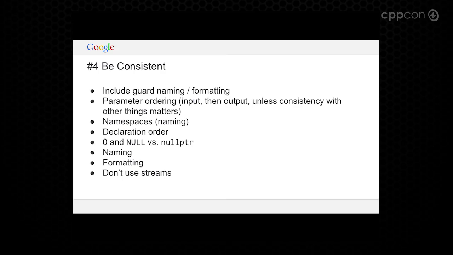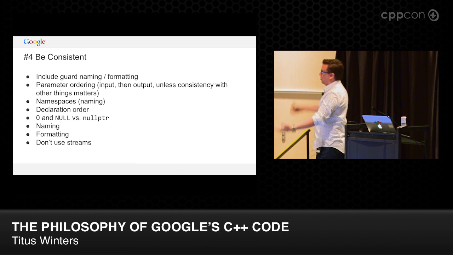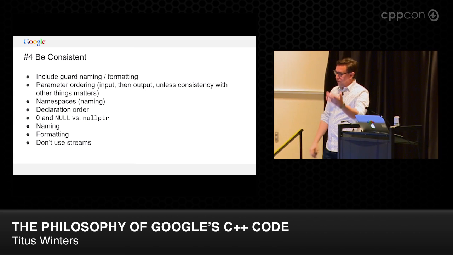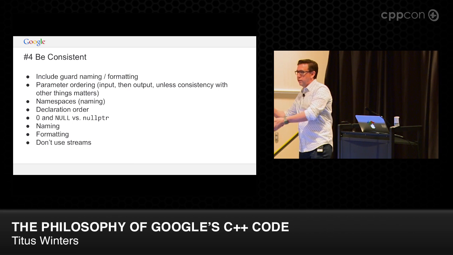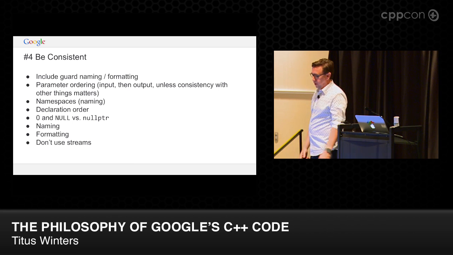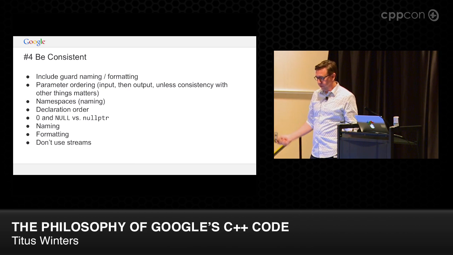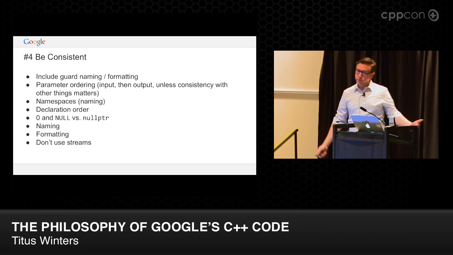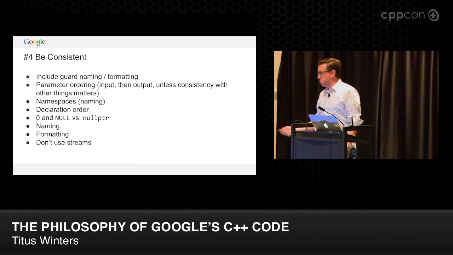Things that fall into the be consistent category. The obvious stuff. Right? Include guard naming, formatting, parameter ordering. We say inputs first, then outputs, unless there's some reason to do otherwise. How do you name your namespaces? Declaration ordering. Where do things go within the structure of a class? Null pointer, naming of variables in general, camel case, underscores, all this stuff. Formatting. And don't use streams, because our code base consistently does not use streams.